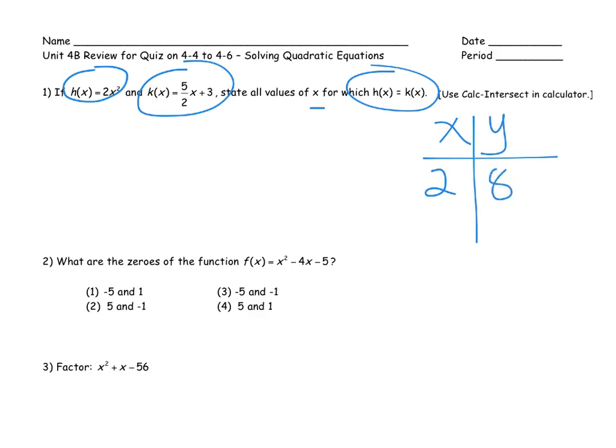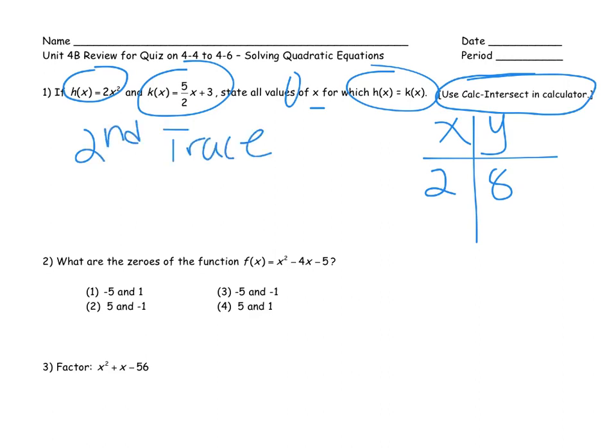But there are multiple x values. Notice the plural s for values. There are multiple values. So we're actually going to use our intersect function on the calculator. Notice how that's even a suggestion here. So in order for you to figure out what the other point is, we're going to go to second, trace, and then we're going to scroll to number 5, which is intersect.